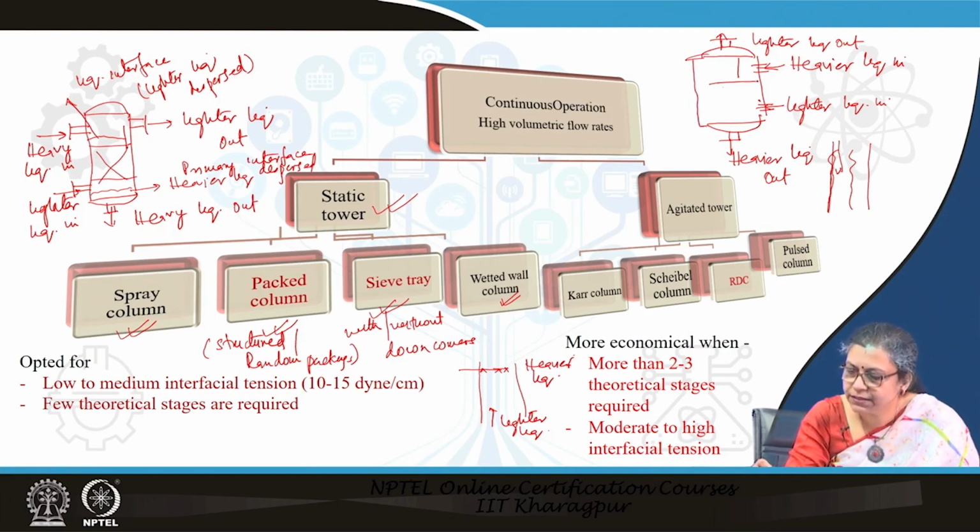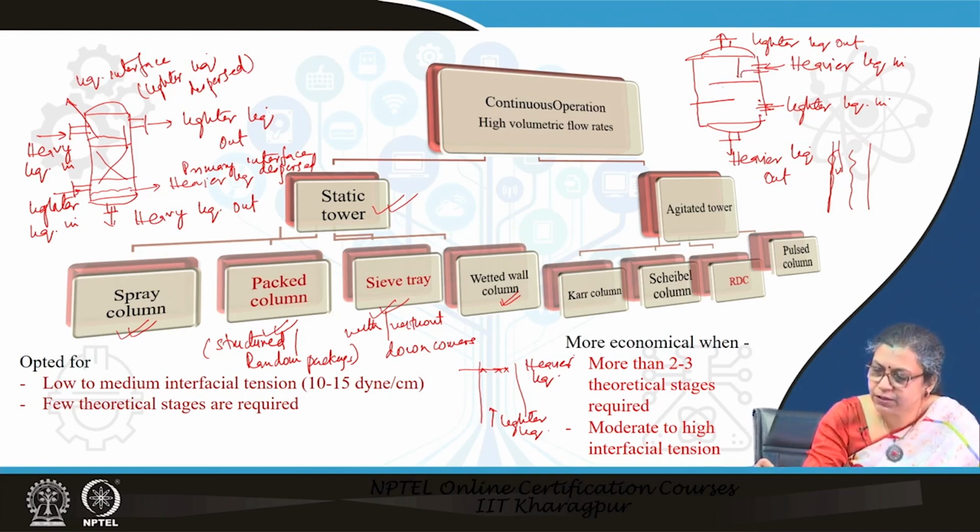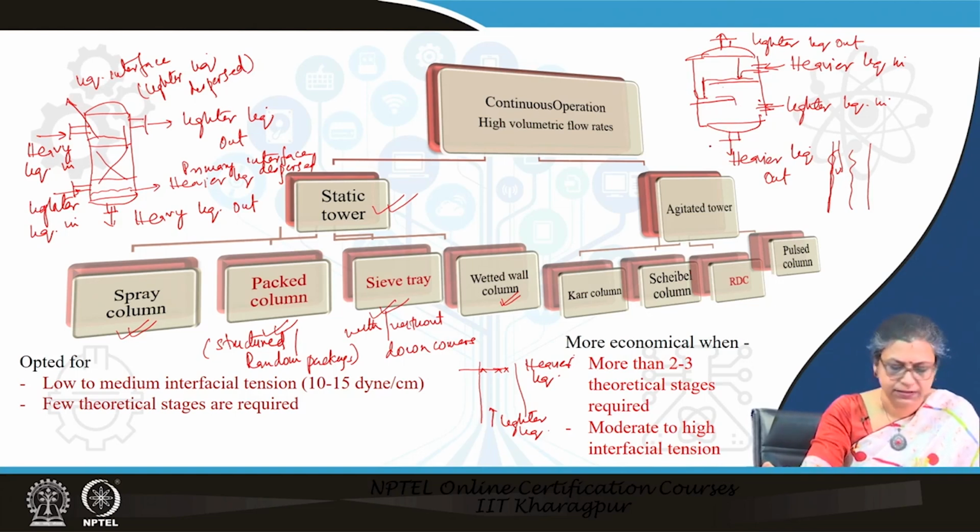So we have trays like this, just the way it was drawn there. So, therefore, the heavier liquid comes here, it is flowing, then it again comes and meets this particular downcomer, and it keeps on flowing, and from here it goes down and is removed.